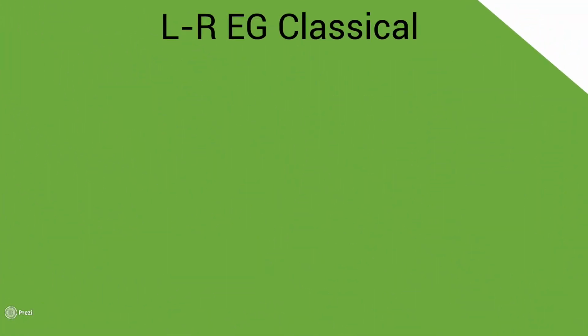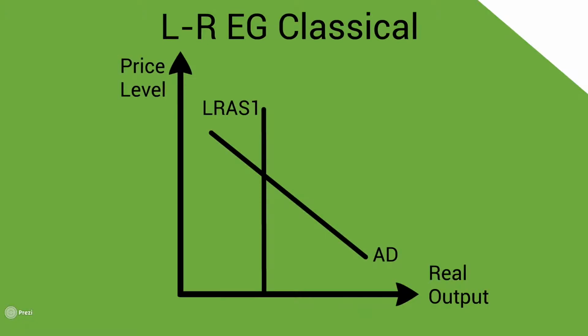Now let's look at how this economic growth is represented on a classical diagram. Here we have an economy whereby we have aggregate demand of a level of AD, and the initial long-run aggregate supply curve is LRAS 1. This leads to a price level in the market of PL1 and an output level of Y1.